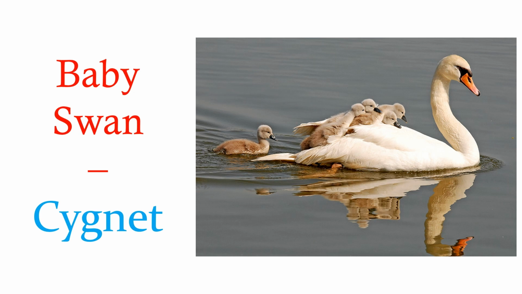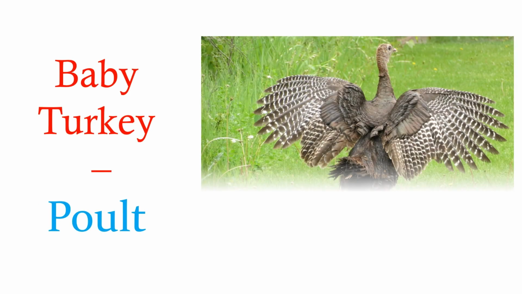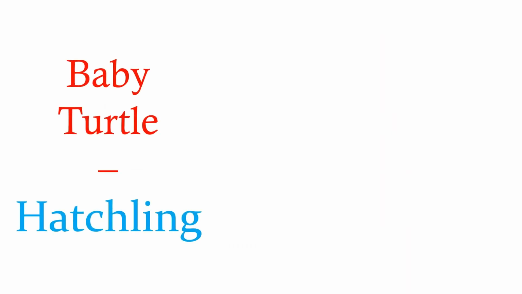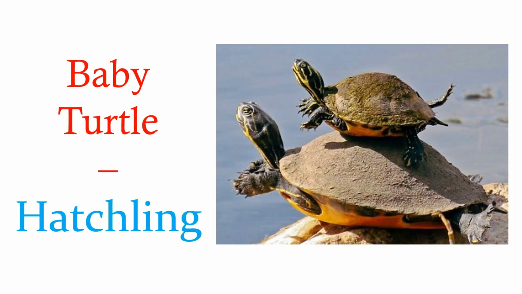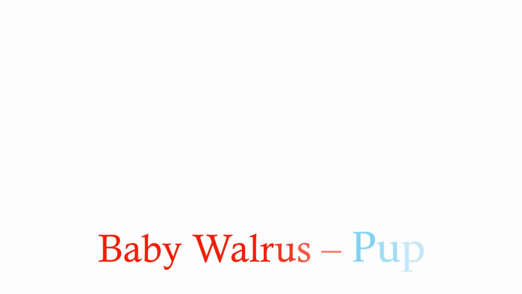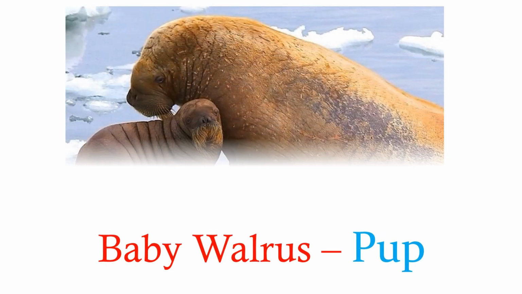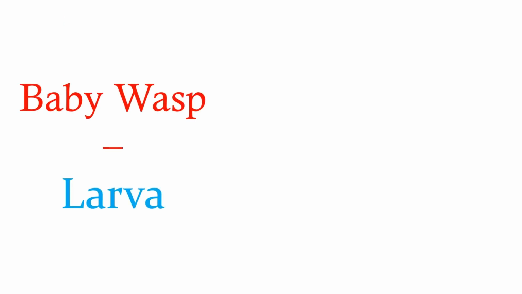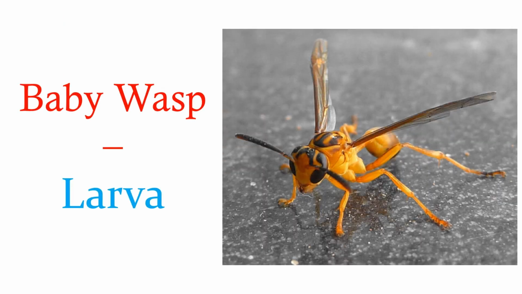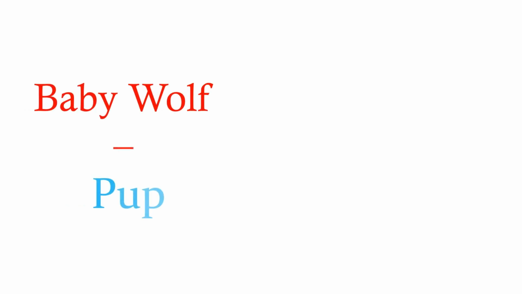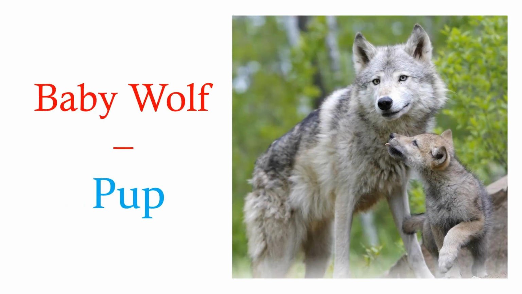Baby swan is cygnet. Baby turkey is poult. Baby turtle is hatchling. Baby walrus is pup. Baby wasp is larva. Baby wolf is pup.